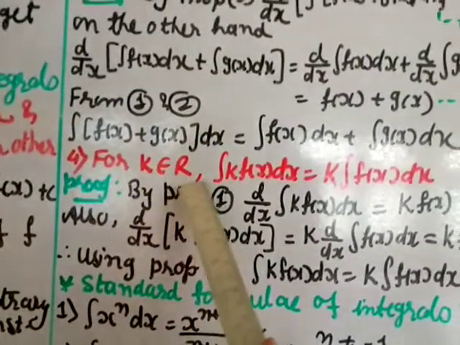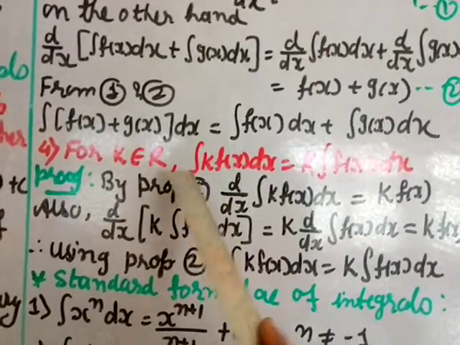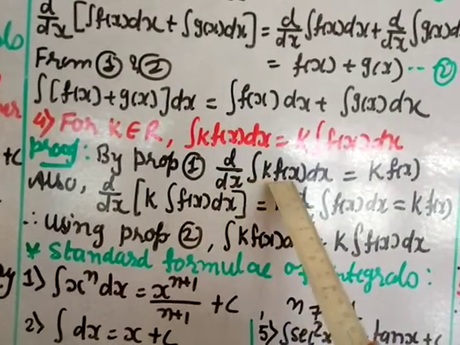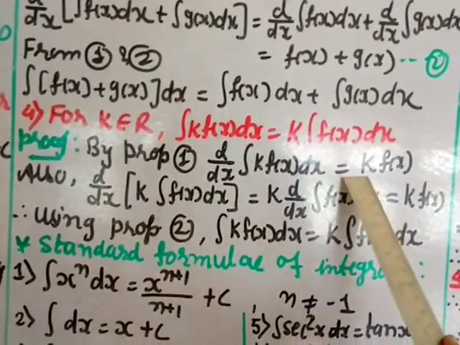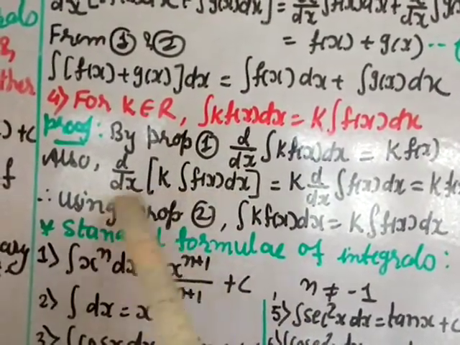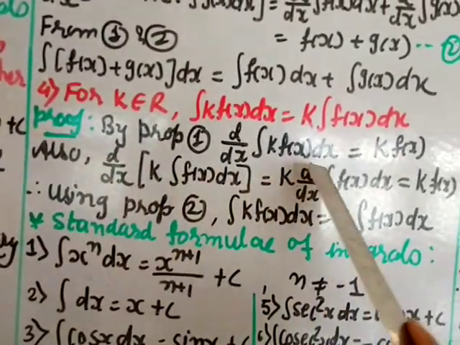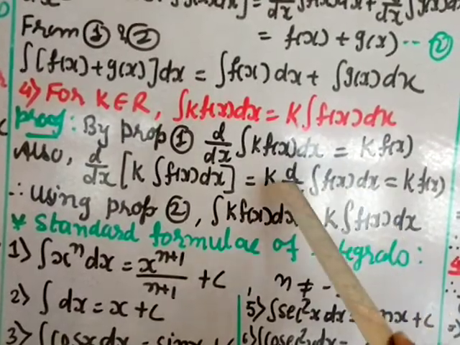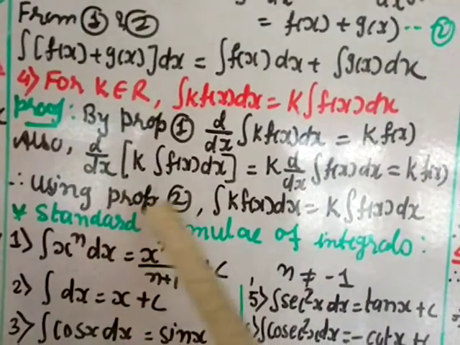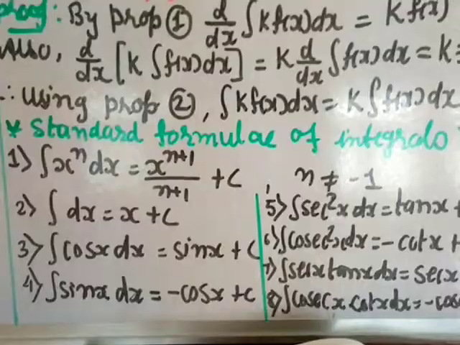Property 4: for k belongs to R, that is any constant k, integral k f(x) dx, k can be taken out of the integral, k times integral f(x) dx. By property 1, d/dx of integral k f(x) dx, these cancel each other, so you get k f(x). Also d/dx of k integral f(x) dx: we know that you can take a constant out of the differential. So k times d/dx of integral f(x) dx. Derivative and integration cancel each other, so you get k f(x). Using property 2, integral k f(x) dx is equal to k times integral f(x) dx.